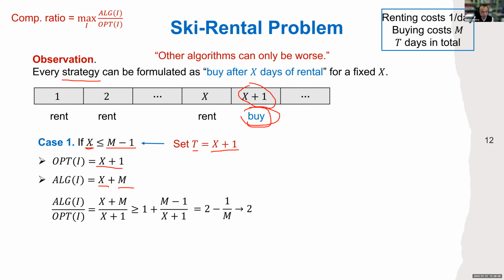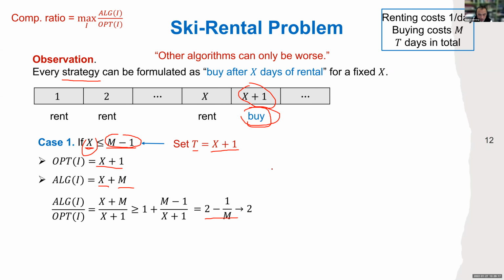So basically, when you make x equal to m minus 1, this ratio will be the closest one to 2. If x is even smaller, it cannot be that bad, right? So this is one case.